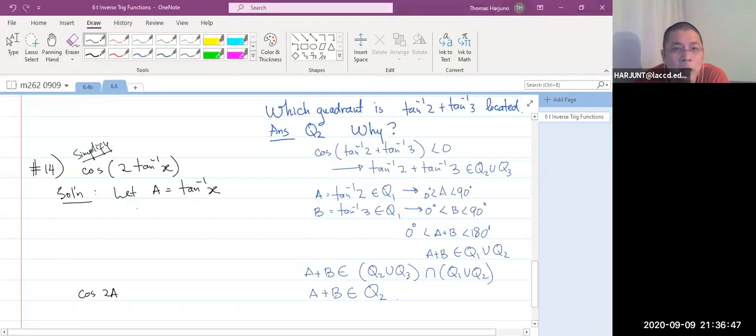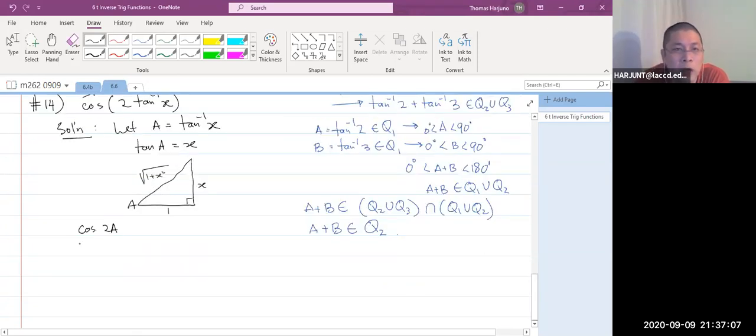Okay, so we let A equal tangent inverse x, so tangent A equals x. I draw the triangle. If this is a right angle, this is x, this is 1. This will be square root of 1 plus x squared, right? Now then, cosine 2A, which formula do you want to use? Either one of them. 2 cosine squared A minus 1, right? That's one of them. Can I use that one? So this is 2 times cosine A, 1 over square root of 1 plus x squared, being squared, minus 1. That's 2 times 1 over 1 plus x squared minus 1.